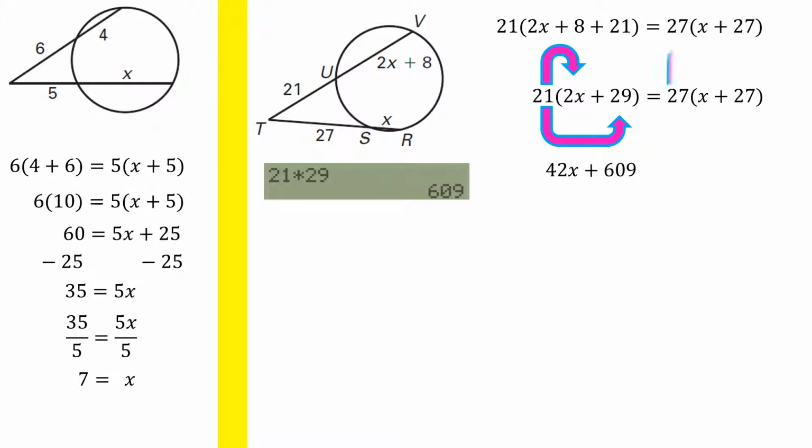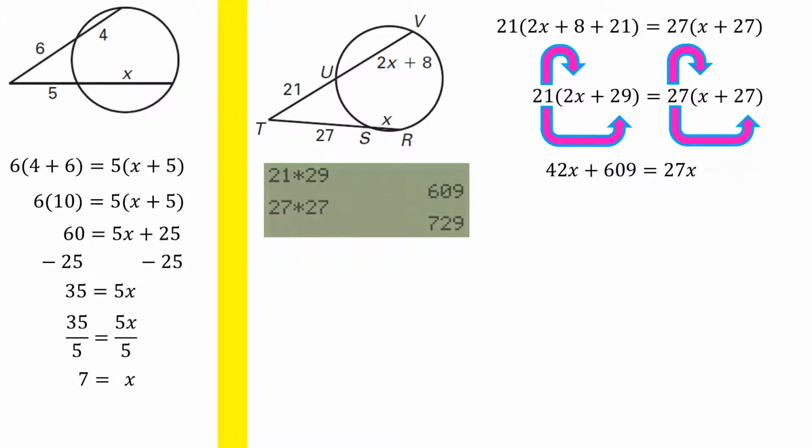Of course, 21 times 29, I'm going to grab a calculator. All right, it's possible to show step-by-step work and also have to use a calculator. Same thing with 27 times 27. Most of us don't have that memorized. Yes, it's a perfect square, but most of us don't memorize our perfect squares up into the 20s.